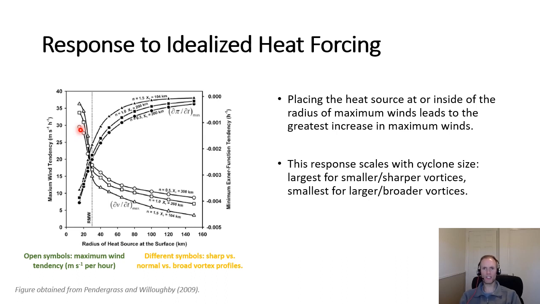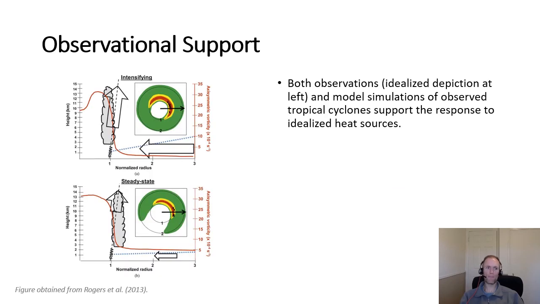So a smaller cyclone, where the heating is able to be more concentrated near the center inside of the radius of maximum winds, gives you a greater response than a broader cyclone, although the sign and general shape is overall the same between them. However, this is just a highly simplified numerical model framework. Is this supported by observations?